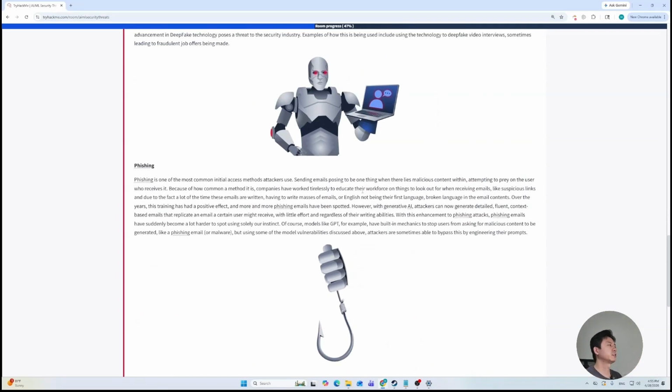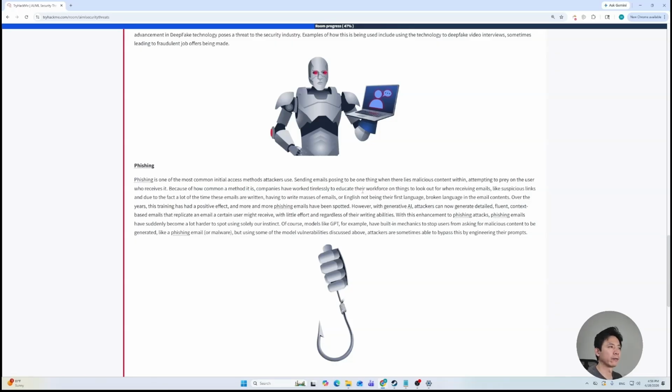Phishing. Phishing is one of the most common initial access methods attackers use. Sending emails, posing to be one thing when there lies malicious content within, attempting to prey on the user who receives it. Because of how common a method it is, companies have worked tirelessly to educate their workforce on things to look out for when receiving emails, like suspicious links, and, due to the fact that a lot of the time these emails are written by people having to write masses of emails, or English not being their first language, broken language in email contents. Over the years, this training has had a positive impact, and more phishing emails have been spotted.